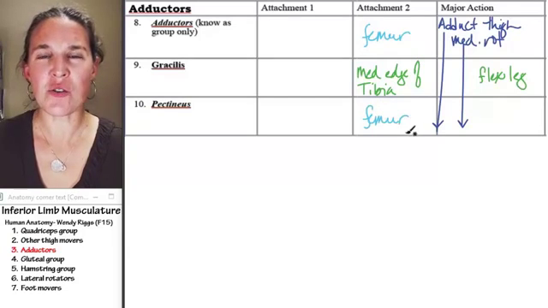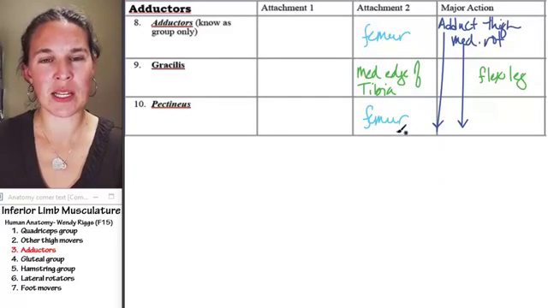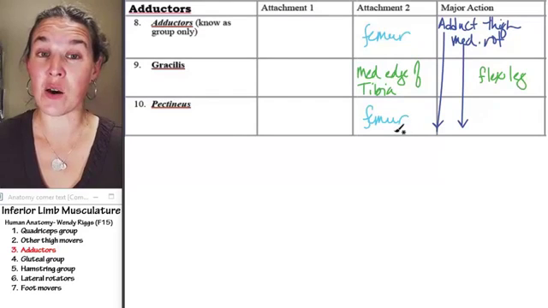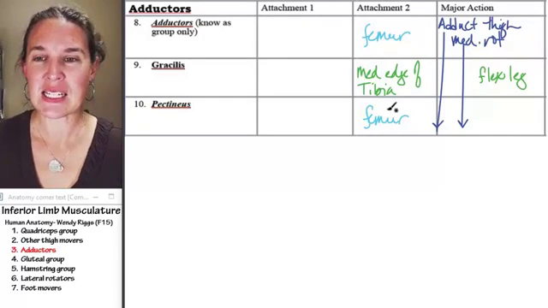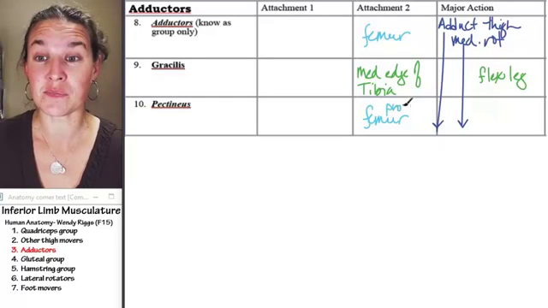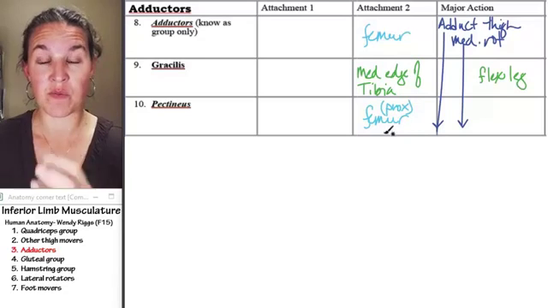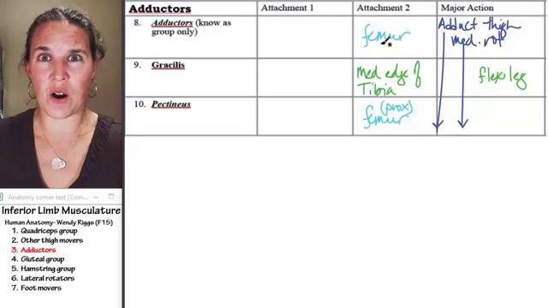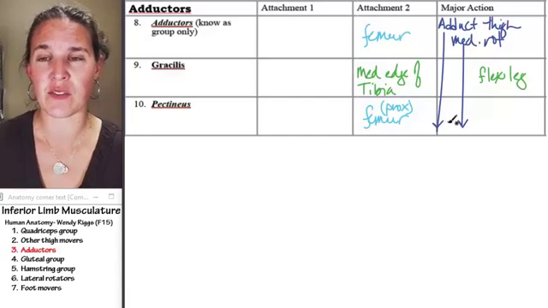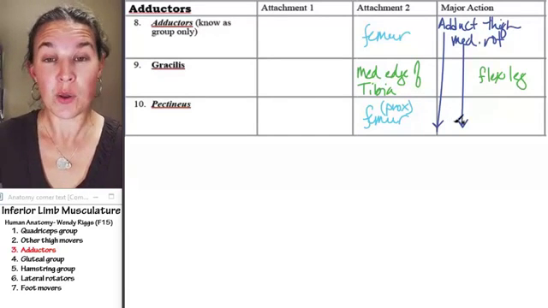And I'll show you a picture in a second on our website. I'll show you the image of how the adductors are kind of organized. Pectineus is the most proximal on the femur for this group of muscles. And there's like 4, I think, adductors that have their own special names, but we won't learn all their names.